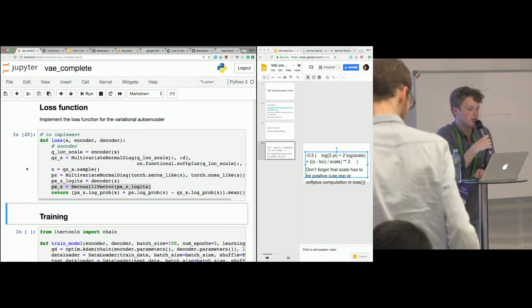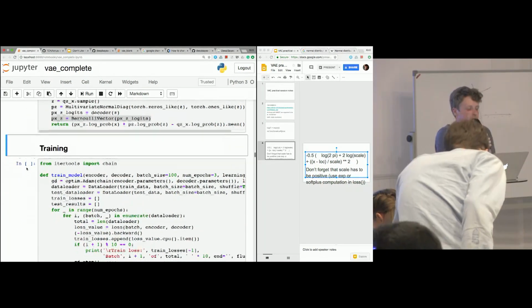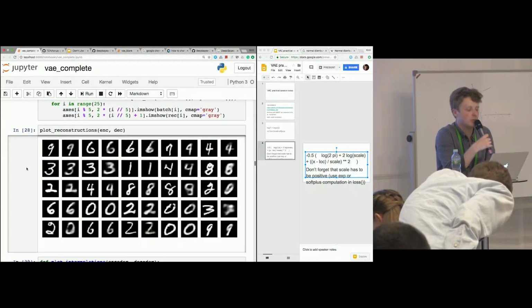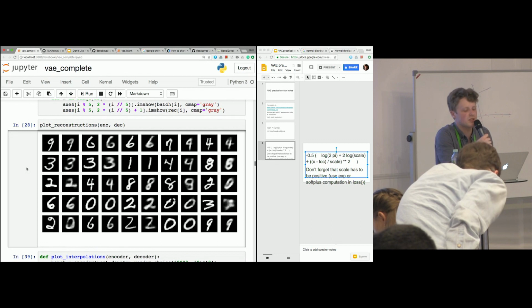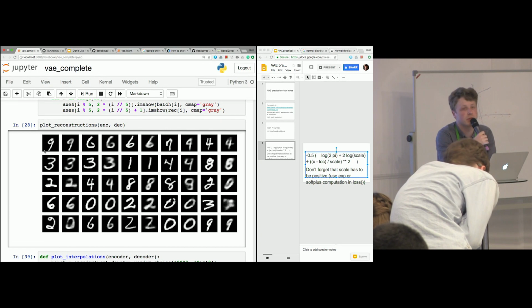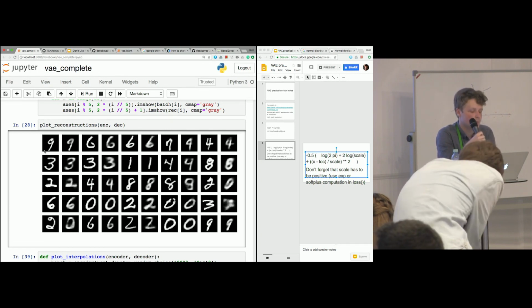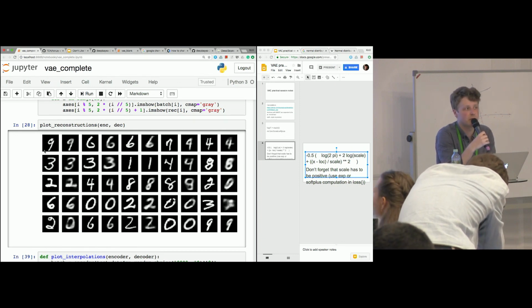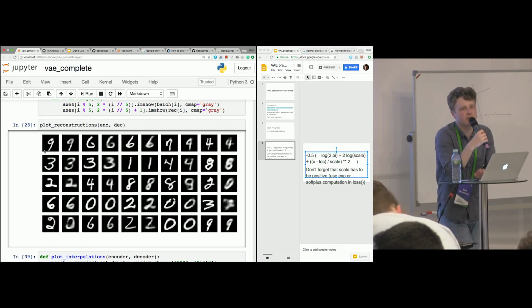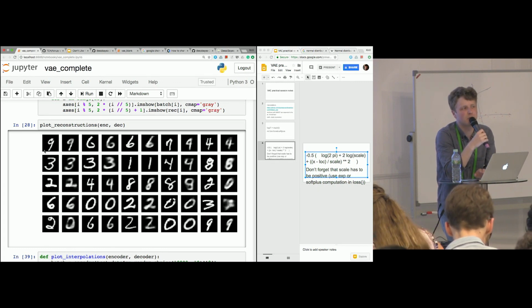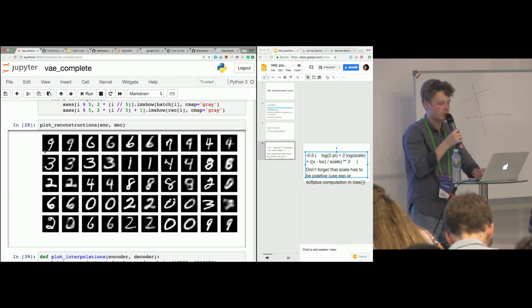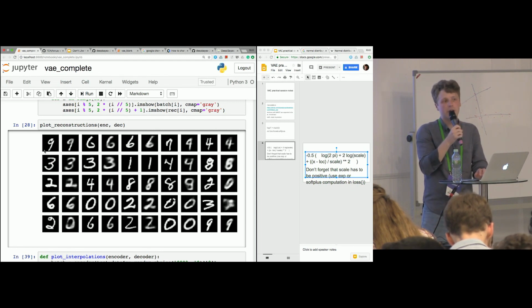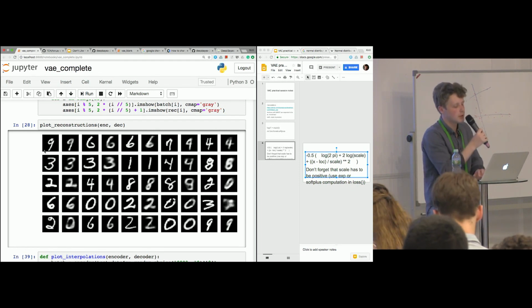So if you've managed to implement all of this, you'll end up with a model that outputs reconstructions that look like this. And they're a bit blurrier than reconstructions of an autoencoder. And this is a huge disadvantage of variational autoencoders. When you work with natural images, the reconstructions usually are much blurrier than reconstructions of fancier adversarial models or other fancier generative models.